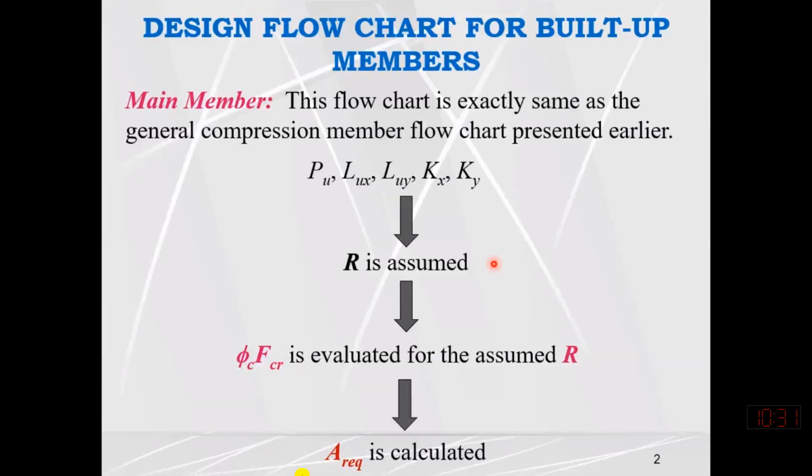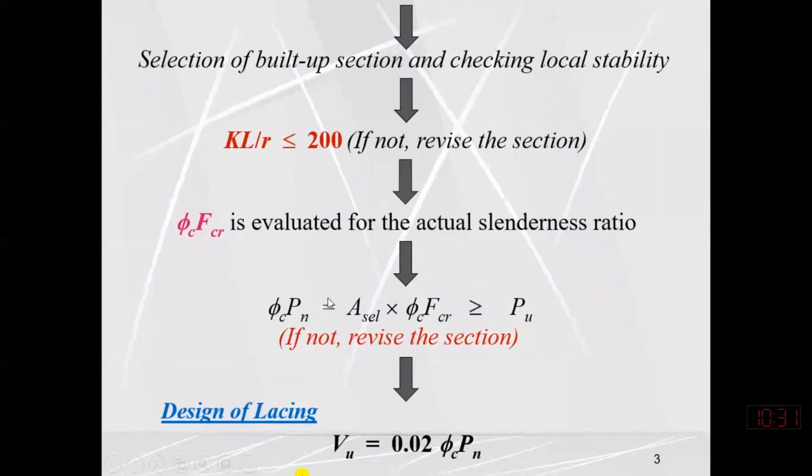So we have to start the design by assuming the slenderness ratio or r value. AISC recommends that we assume an r value of 70 for a built-up section. Based upon our assumed value, we can compute the critical stress at which the section may buckle with an r value of 70, and then we may determine the gross area required. Gross area required is equal to Pu divided by phi c Fcr value.